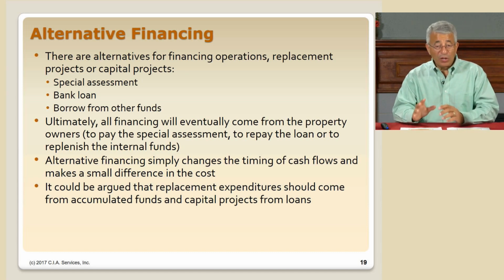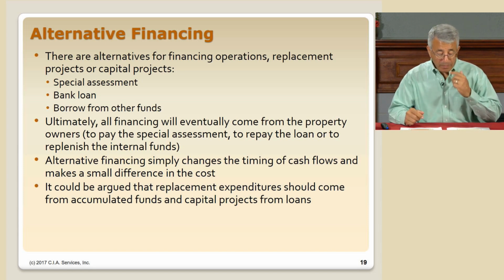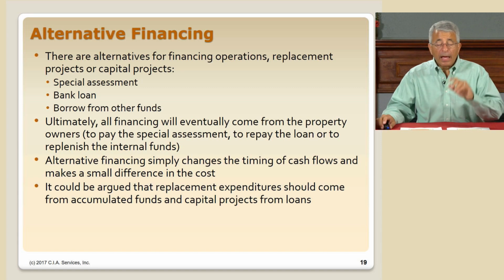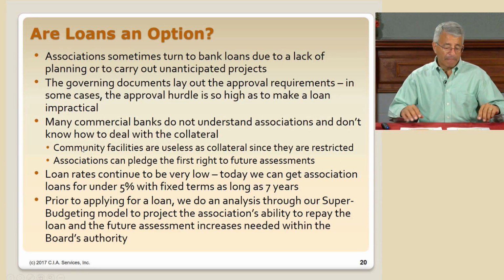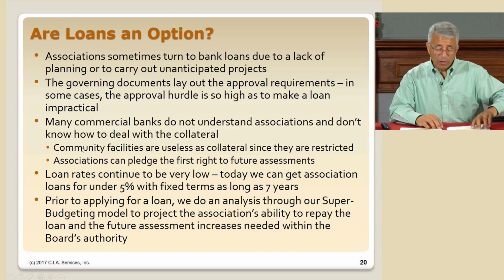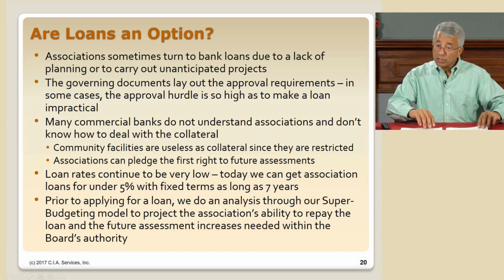It's almost never used in actually considering which way to go. Let's go a little bit further. I talked about bank loans. I said special assessments are hard to go with. Bank loans are a possibility. What are the limitations on bank loans? Let's look at this one. Are they actually an option for associations? Well, the answer is absolutely they're an option. Are they an easy option? Sometimes.